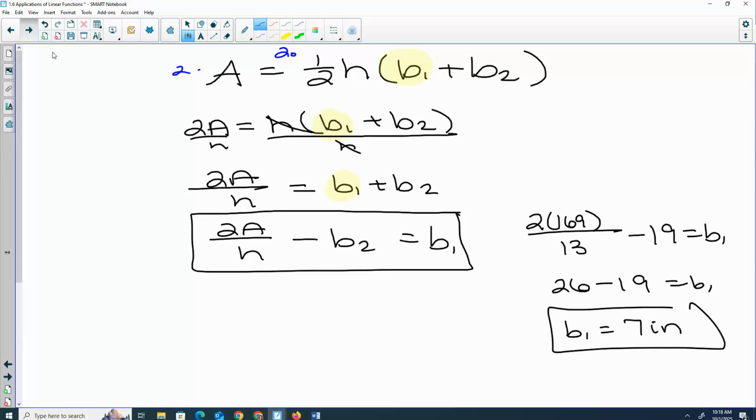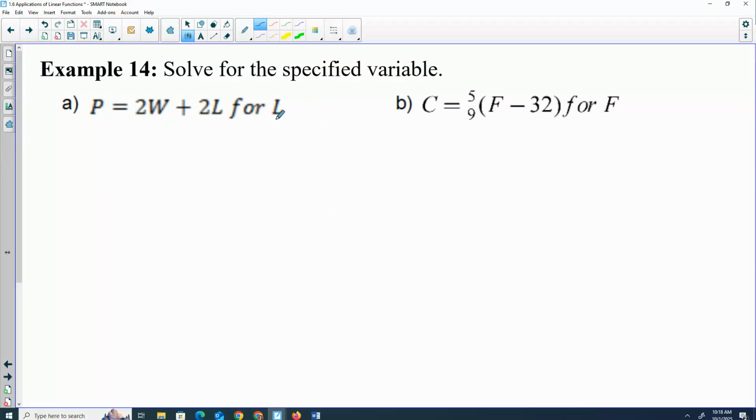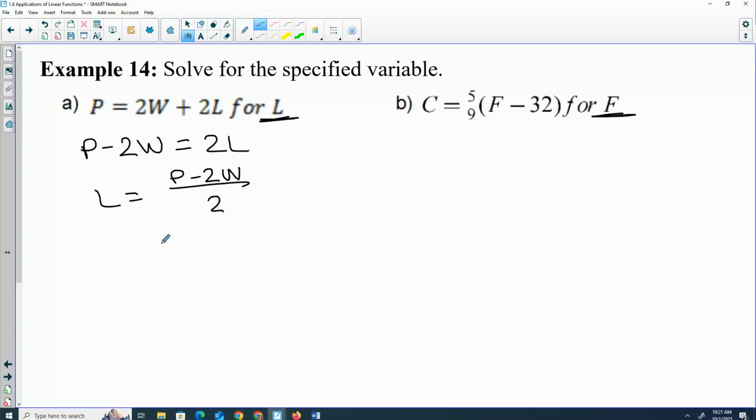I want you guys to try these. All you have to do is get the specified variable by itself. So on A, get L by itself. On B, get F by itself. So what'd you do on the first one? So P minus 2W equals 2L. So divide by 2. So you could have P minus 2W over 2, or you might have had P over 2 minus W. Either of those answers is okay.